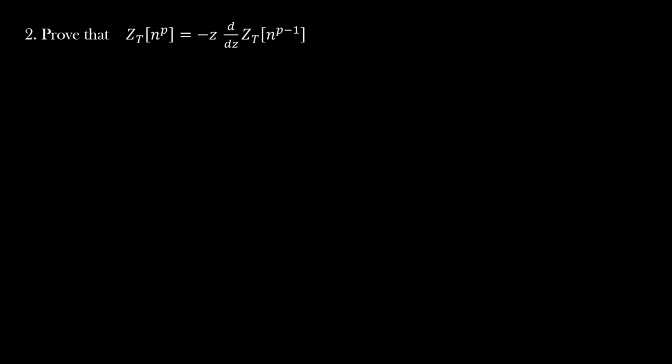Now we'll prove a result. Z transform of n power p is minus z into d by dz of Z transform of n power p minus 1, where p is a positive integer. Let us consider the right hand side of the equation and try to obtain the left hand side. That is minus z into d by dz of Z transform of n power p minus 1.